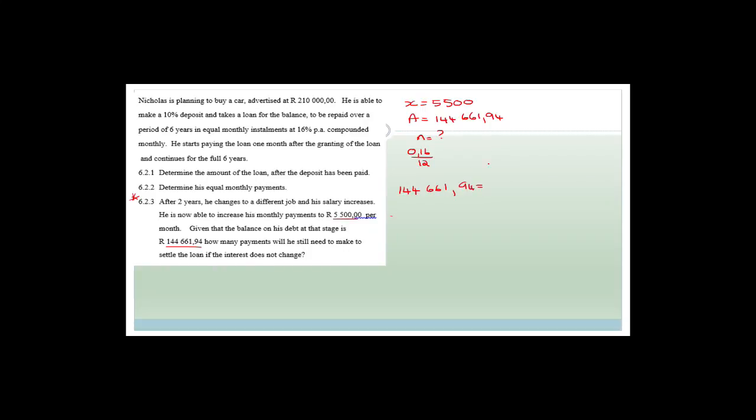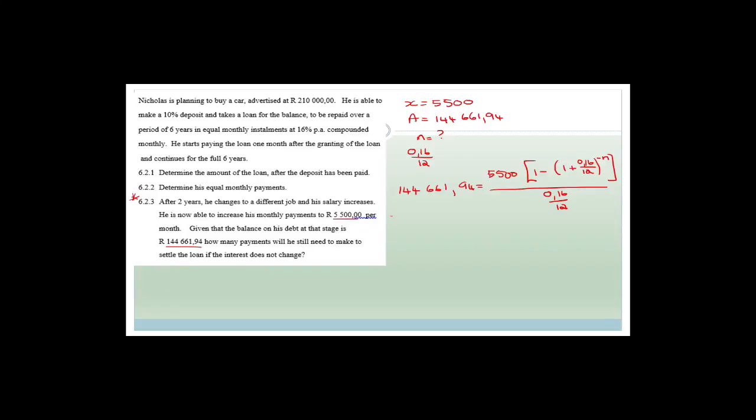So we're going to say 144,661.94 is equal to, but what's different now is that before we were working out how much he was paying back, about 4,100. Now he's paying back 5,500. So it's 1 minus (1 plus 0.16 over 12, that's the interest) to the power of negative n, all over 0.16 over 12, that's your i. And now we need to work out that n.